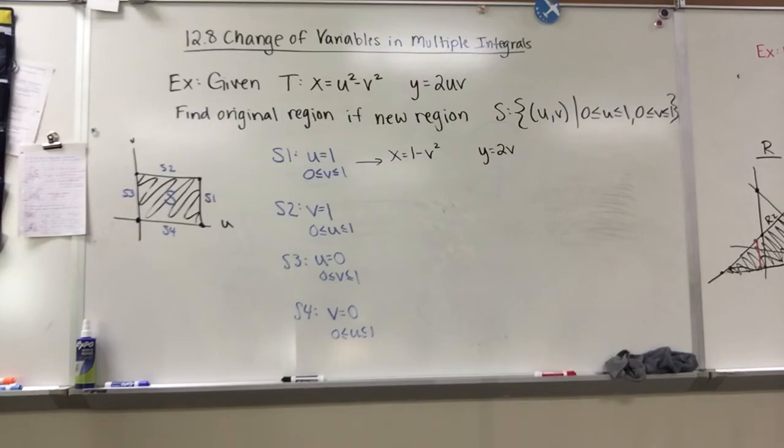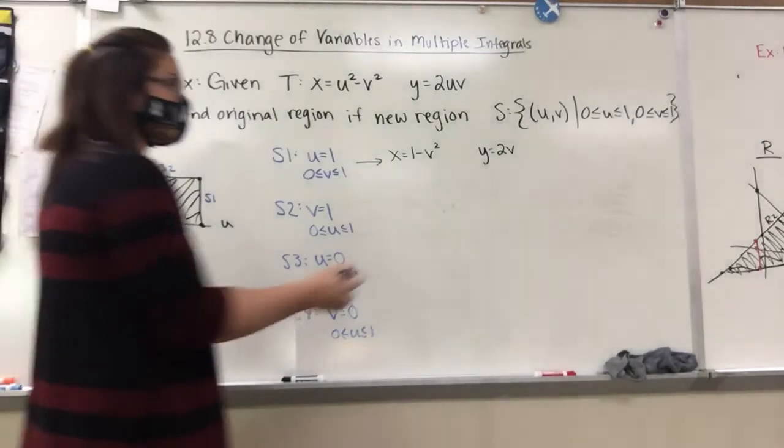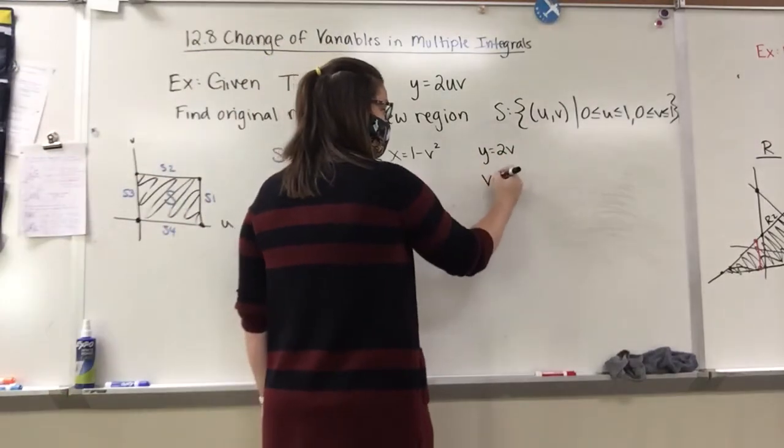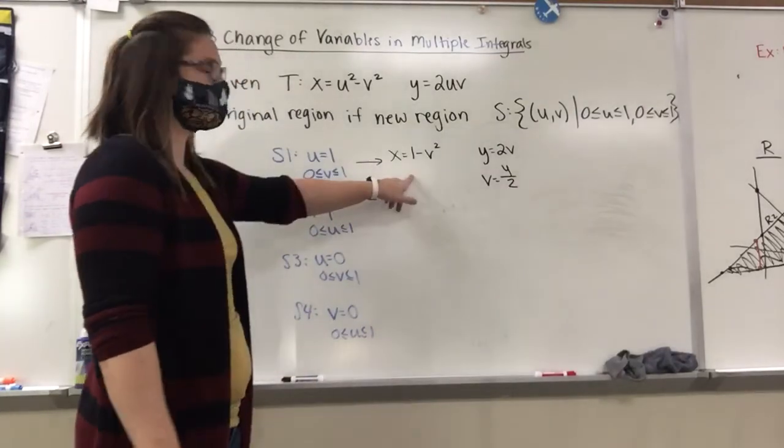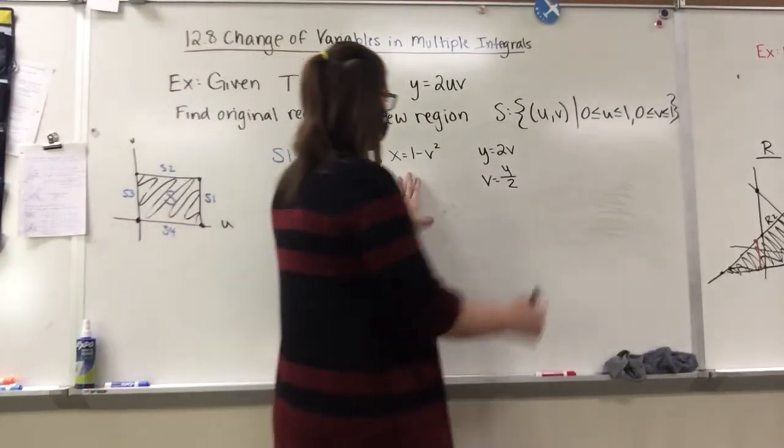Substitute. X goes from 1 to 0. Or you can substitute. What are you gonna substitute? Y over 2. So v equals y over 2. You see this right here. Okay, this marker is gone. So let's plug it into this and see what happens.